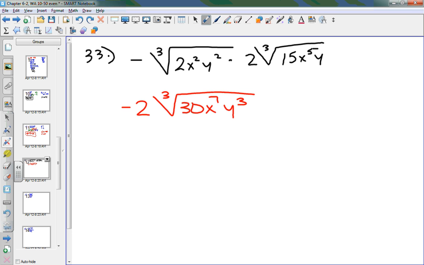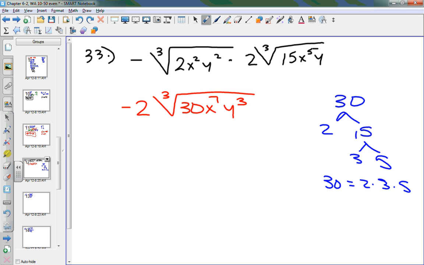30 is 2 times 15, and 15 is 3 times 5. Remember the old factor tree? Which means 30 is 2 times 3 times 5. Are there any numbers in there that are perfect cubes? No. Absolutely not. Which means I can't do a darn thing with that 30, can I? It is just ugly and it's just meant to stay there. Can I break down x to the 7th into what?